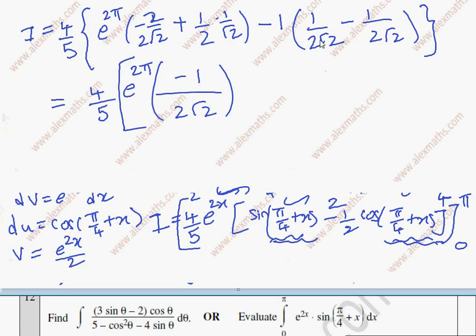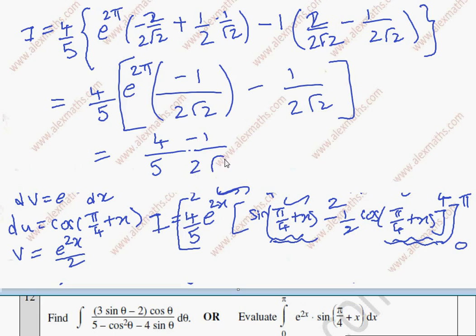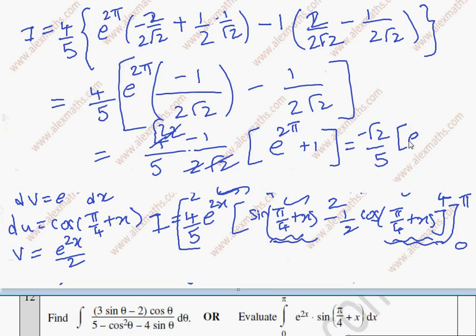Then in the same way, if I put 2 and 2 here, it will become minus 1 by 2 root 2. So I can take minus 1 by 2 root 2 common. So 4 by 5 into minus 1 by 2 root 2, if I take it common, I will be left with e power 2 pi plus 1. If you want, we can cancel this also. So the answer is minus, even this we can cancel, so the answer is minus root 2 by 5 into e power 2 pi plus 1.